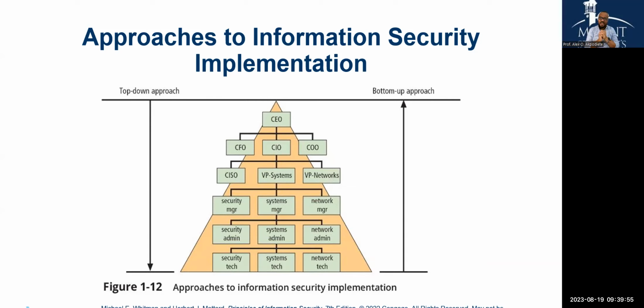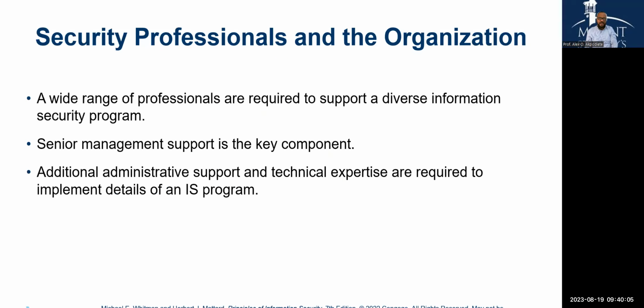So if I'm looking at the top-down approach, I'm starting all the way from the CEO and I go down all the way to the network or the security tech. Whereas if I'm doing the bottom-up approach, it goes up there, right? There might be a debate as to which one works. Some people say, hey, maybe we should have a mixture of the two, right?